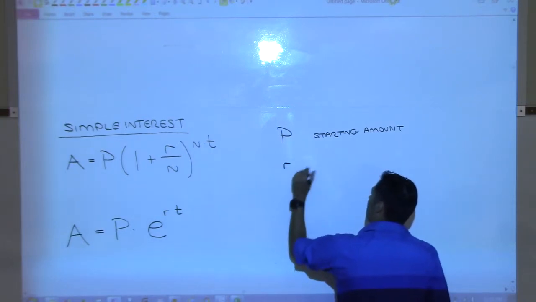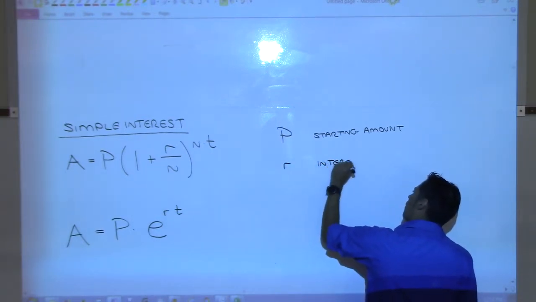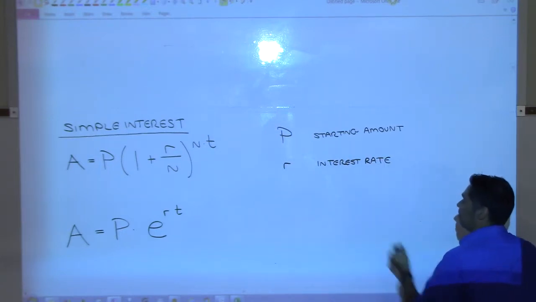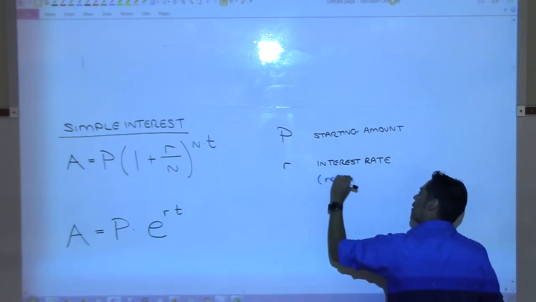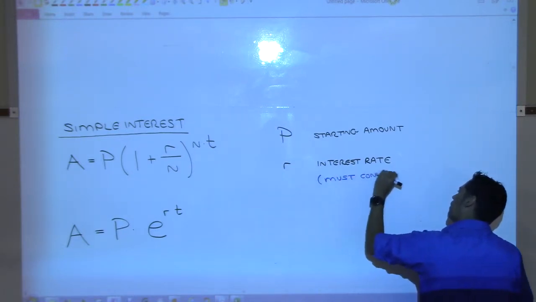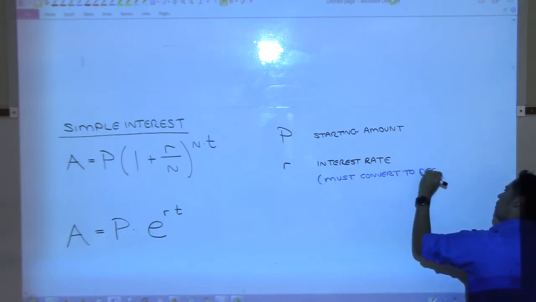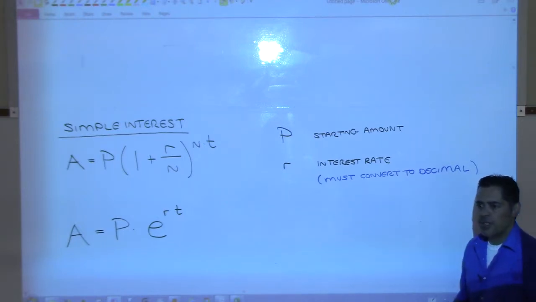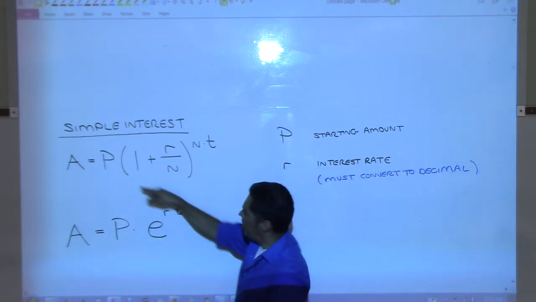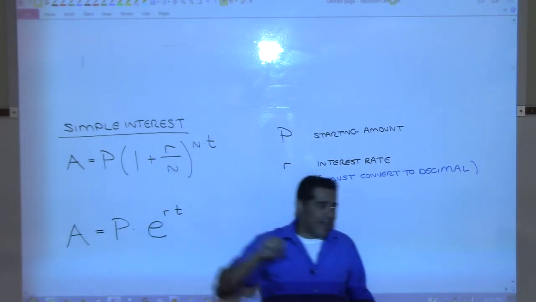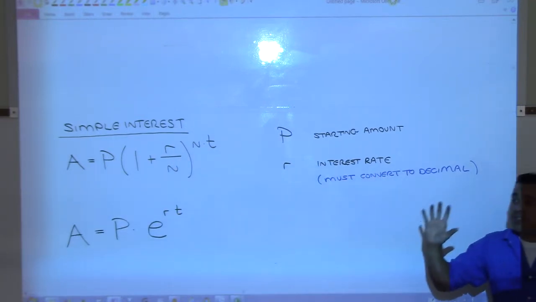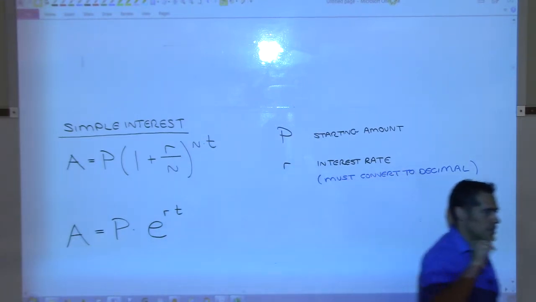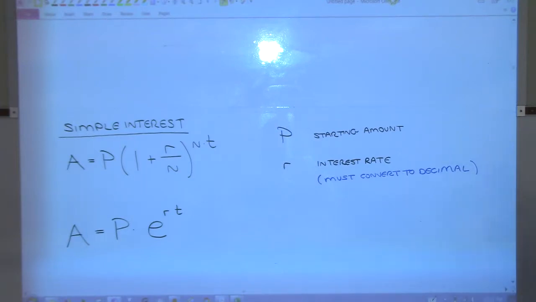Okay, R is the interest rate. And there's something very important about this interest rate. You must convert it to a decimal in the formula. Do you see the R in the formulas? It occurs in both formulas. The P is in both formulas, the R is in both. When you plug that R in, if your interest rate is 20%, you do not put 20 here and 20 here. Understand? You have to put 0.2. So R is your interest rate.